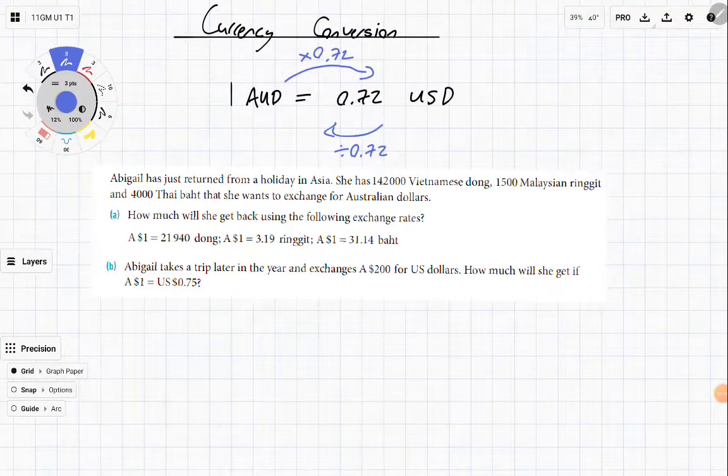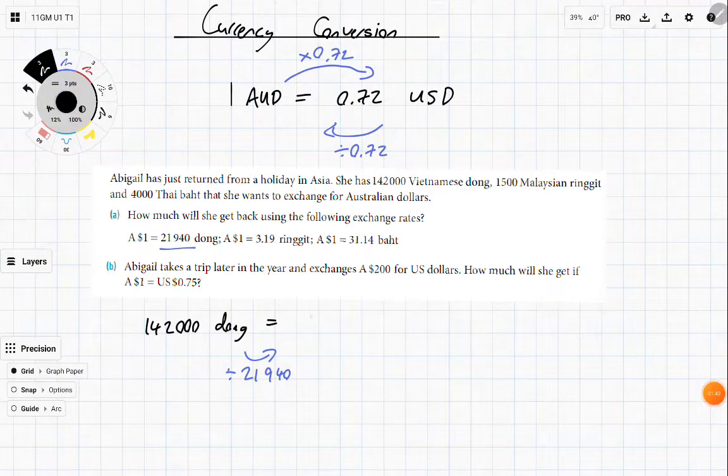amounts. So for the first one, let's do 142,000 Vietnamese dong. Since we're going back to Australian, we're going to be dividing, and the conversion rate is 21,940. So divide by 21,940, which gives us $6.47 Australian. It looked like a lot of money, but the Vietnamese dong was not worth a lot when this was done. Alrighty, let's do the next one.